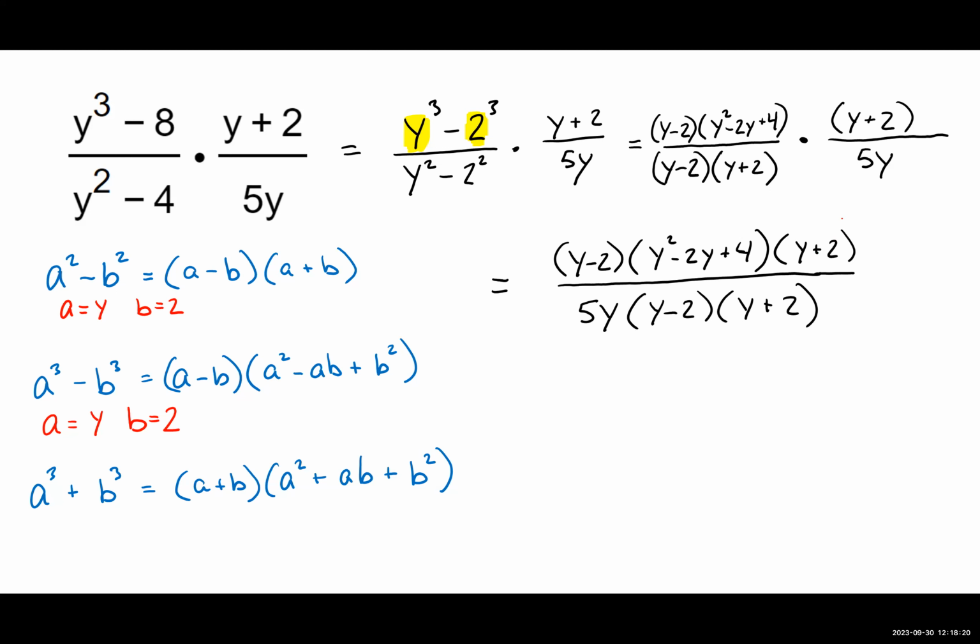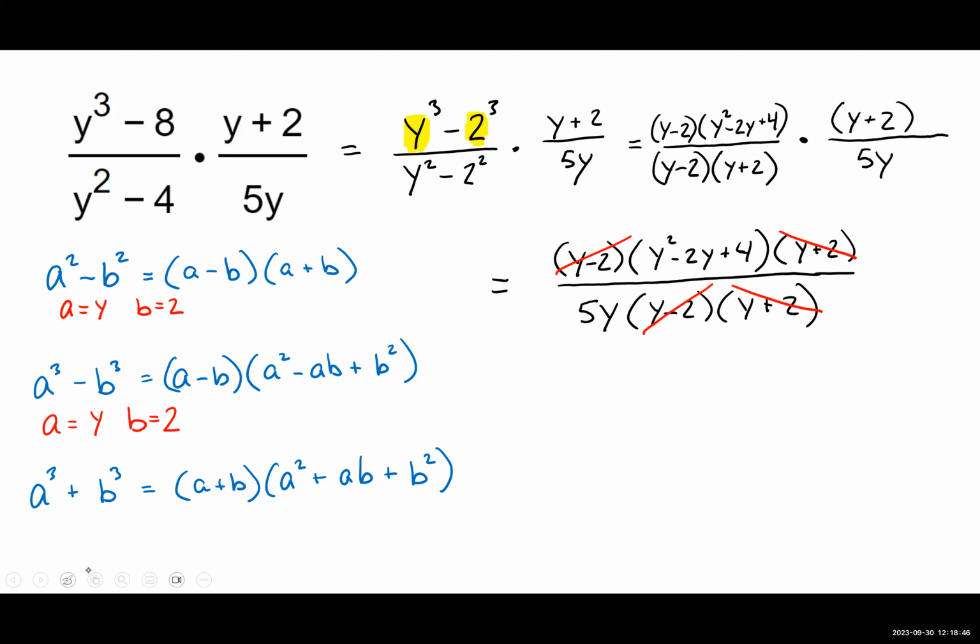We've got a y plus 2 on top and a y plus 2 on the bottom. So if we look right there, anything over itself is equal to 1, which is why we're allowed to cancel those common factors top and bottom. And then we've got a y minus 2 and a y minus 2, one on the top, one on the bottom. So they will cancel. Y minus 2, y minus 2.